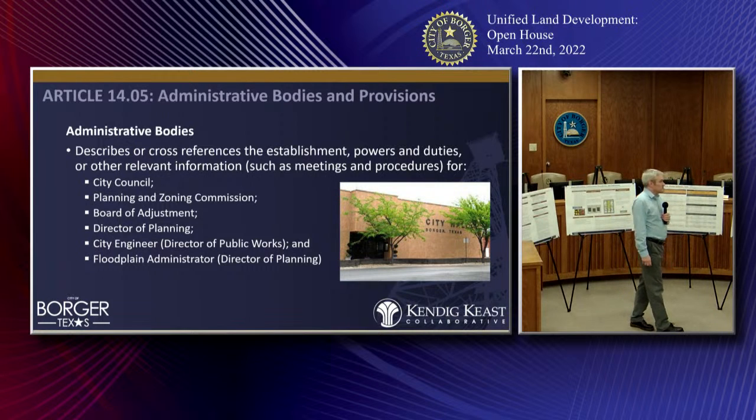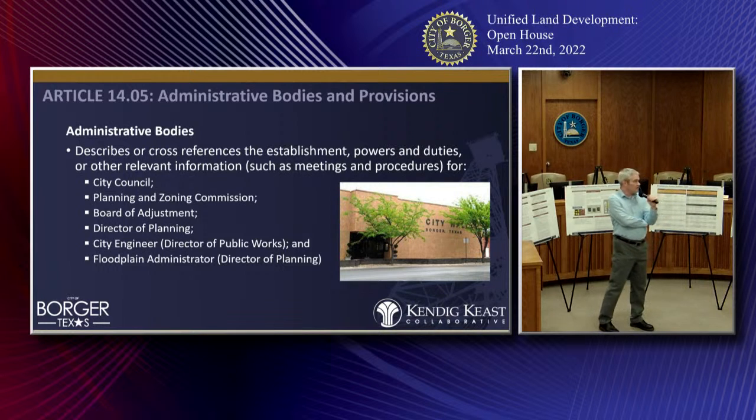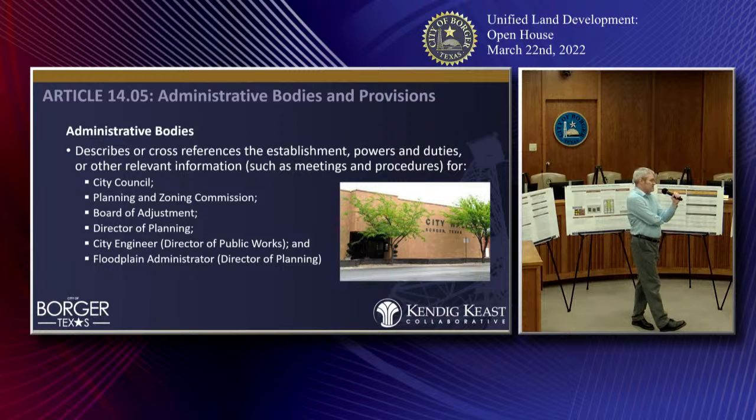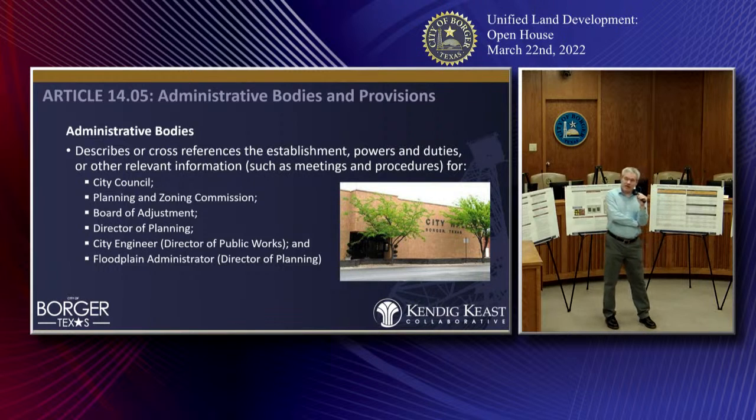There are several administrative bodies set up in the ULDO, and it's not that different from what you already have: City Council, Planning and Zoning Commission, Board of Adjustment, Director of Planning, City Engineer, and Floodplain Administrator. And as you can see, the Director of Public Works doubles as the City Engineer, and the Director of Planning doubles as the Floodplain Administrator.